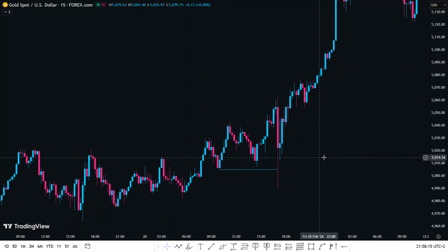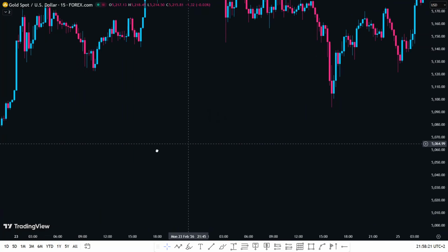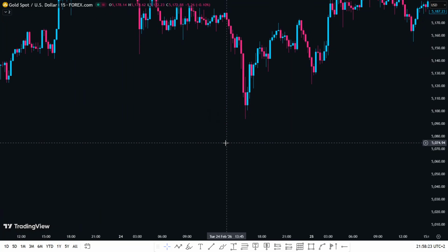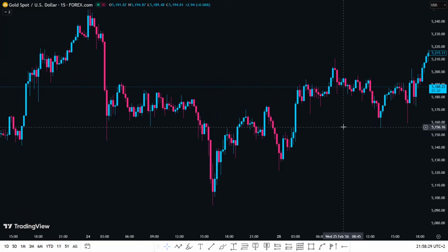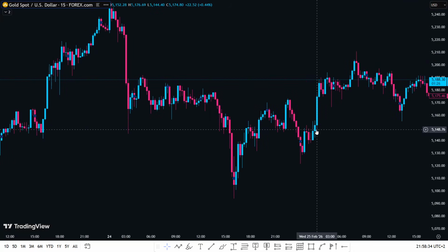So the next thing that we're going to touch on is change of character, right? After the stop hunt, we look for a change of character. Listen to this closely. This happens when the market shifts direction and breaks a key internal structure level. This is the first sign that the momentum is shifting, right?